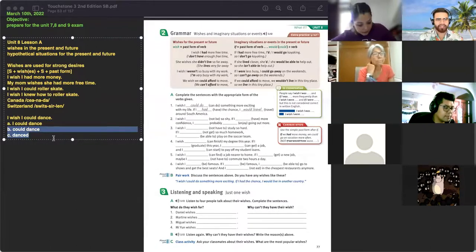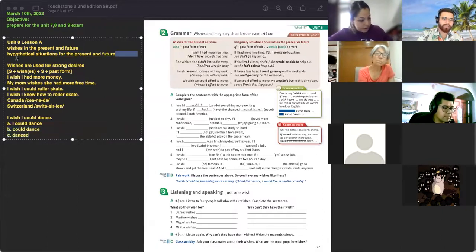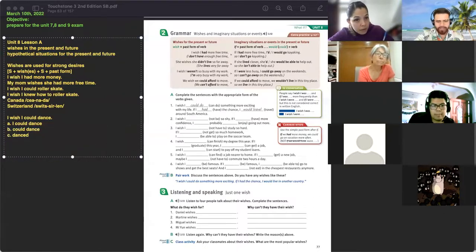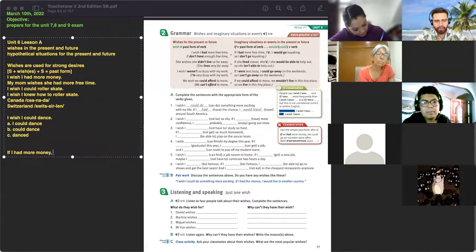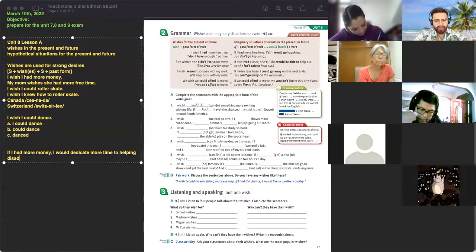You need a subject. All right, and that's just one part of this lesson. The next part is the hypothetical situations for the present and the future. Something like this. Remember, my first wish is I wish I had more money. So if I had more money, I would dedicate more time to helping disadvantaged children.